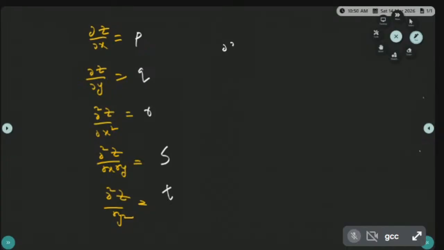Dou z by dou x plus dou z by dou y equal to 1 is the same as p plus q equal to 1. Sometimes the equations are written using derivatives, and sometimes they are written using small alphabets. Please don't get confused. P means dou z by dou x, q means dou z by dou y.